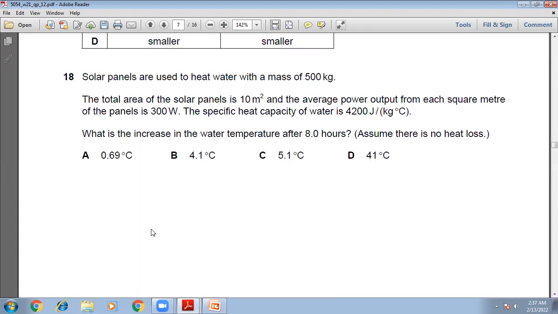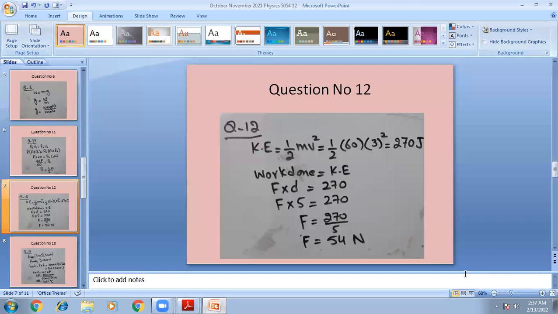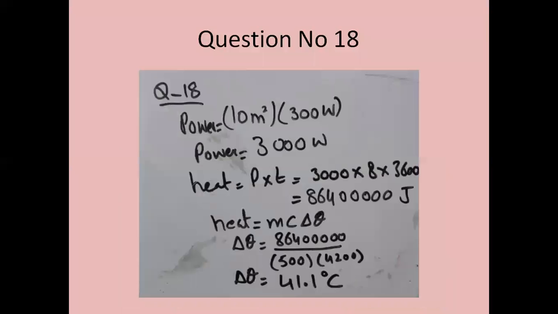Okay, so 1 meter square area produces 300 watt. So 10 meter square area will produce 10 multiplied by 300, that will be 3000 watts. And you have operated that system for 8 hours. So we can calculate how much energy is produced, and then we can tell how much is the change in the temperature of the water, 500 kg water we have. So let me show you. I have done this numerical, a very easy numerical.